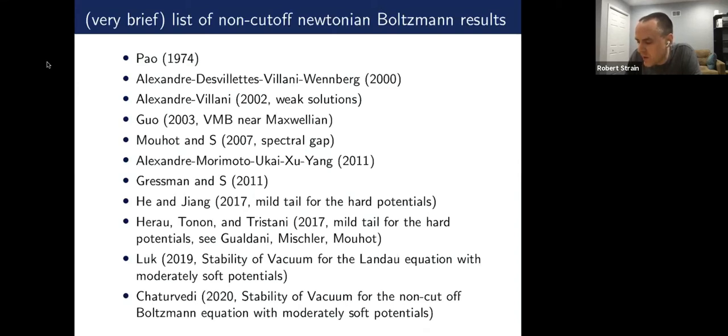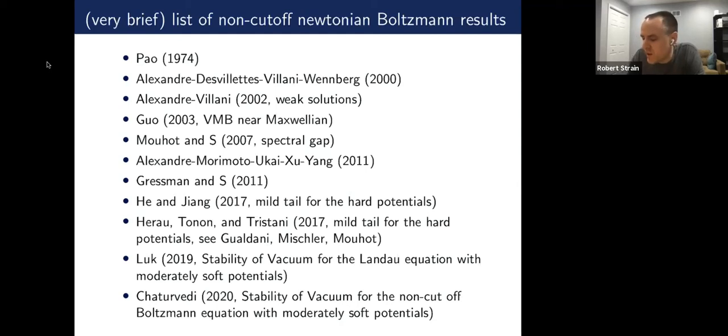And then in 2011, Alexandre, Morimoto, Ukai, Xu, and Yang, and also in a different but related work with Phil Gressman, I proved, so these were two different groups. One of them was me and Gressman, another one was those five authors. We proved the global stability of the Newtonian Boltzmann equation close to equilibrium, close to the Maxwellian equilibrium. And I'll say more about that later.